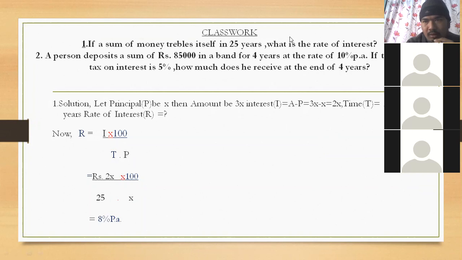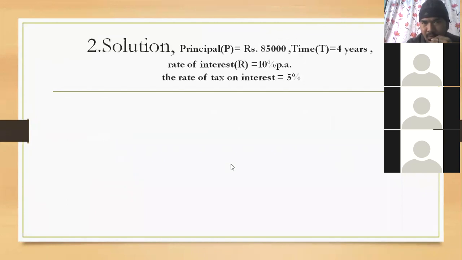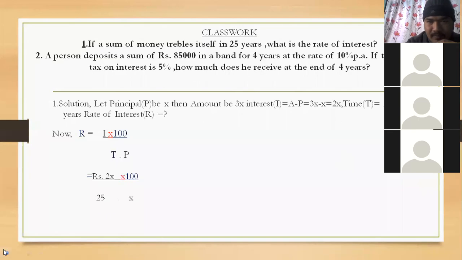Sir, the second one answer is 1,17,300. You have already done that. Okay, if you have done, let's take it. We have to write there principal and time, and then next one is rate of interest. And remember that. Look, I want to show you this question.